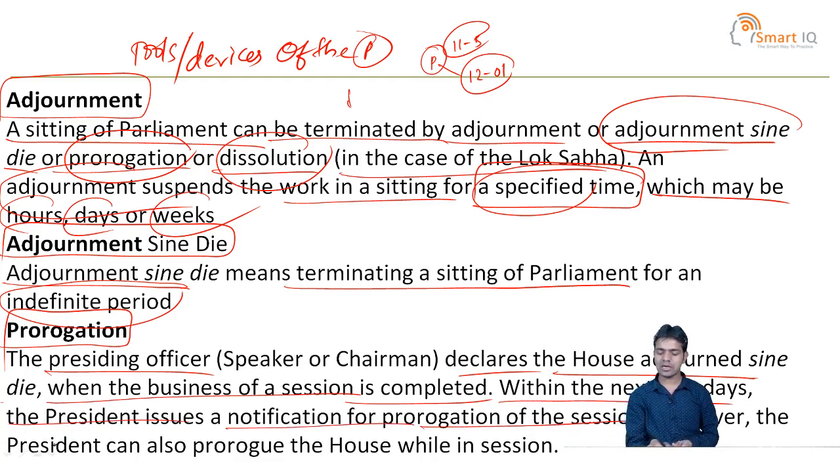However, the president can also prorogue the house while in session. This is also a type of adjournment. Whenever the session of the Parliament ends, the president prorogues the houses of Parliament, both Lok Sabha and Rajya Sabha.